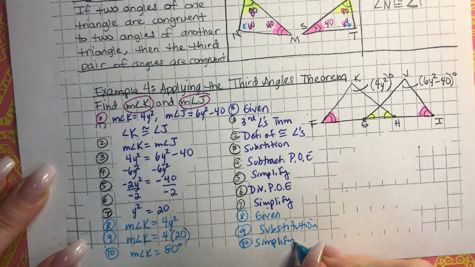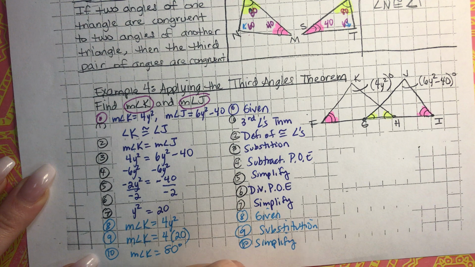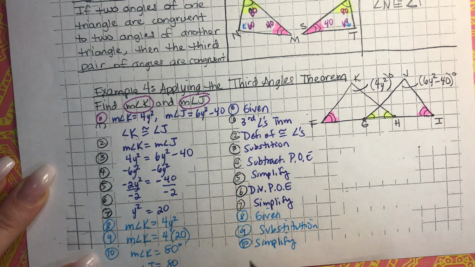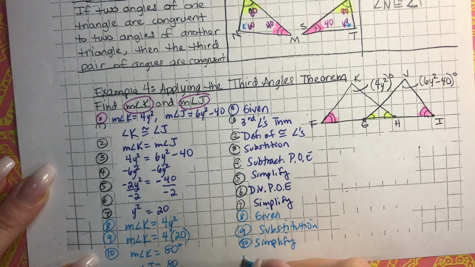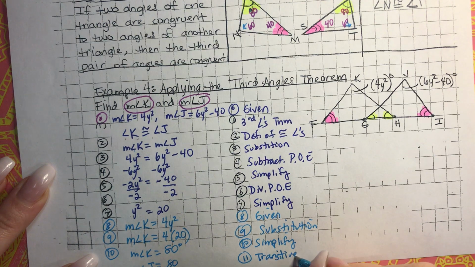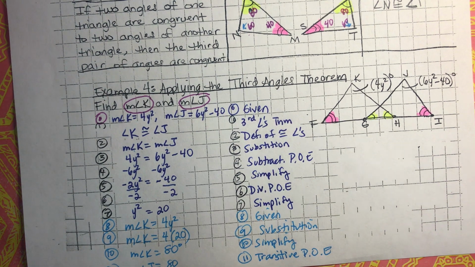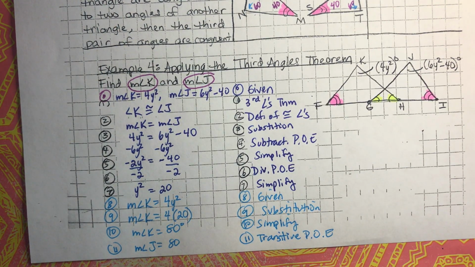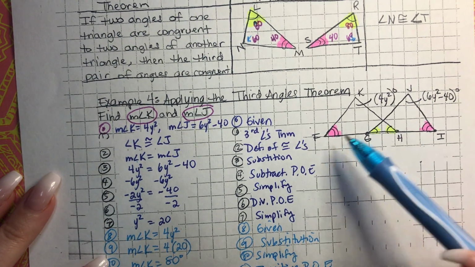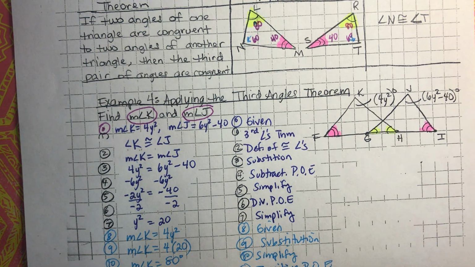And then we already stated up here that measure of angle K and measure of angle J are the same. So if we say measure of angle J is equal to 80 as well, that would be the transitive property of equality, because they're the same. Perfect. So that is it. That is example 4. That's how you apply that third angles theorem. Remember, if you have two sets of angles which are the same, that third angle is congruent. I love this theorem so much.